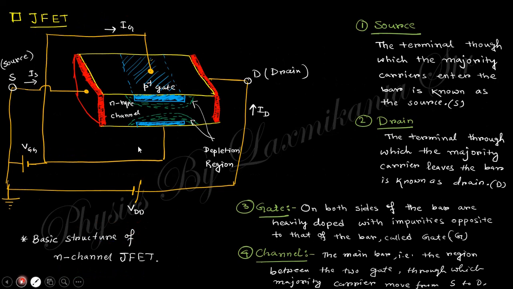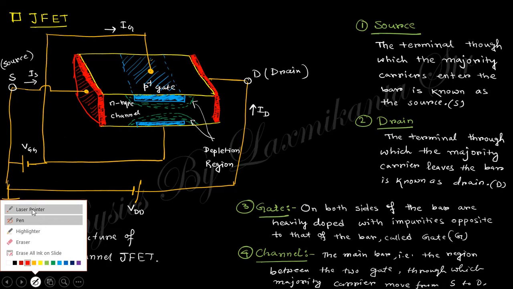So let's discuss the detailed operation of a JFET. You can see this is the structure of JFET. This is the N channel. This is the N type semiconductor bar. This big rectangular bar is the N type semiconductor bar, in which these two are the conducting plates.